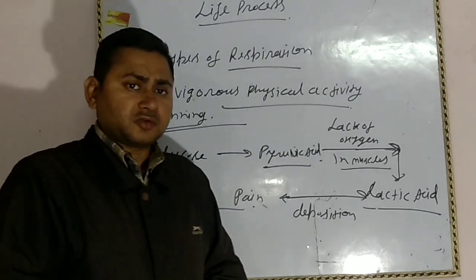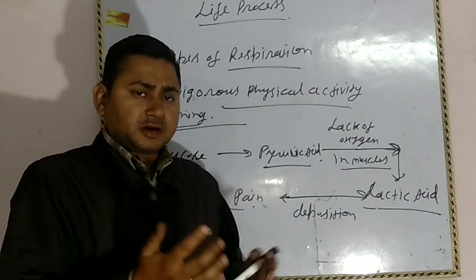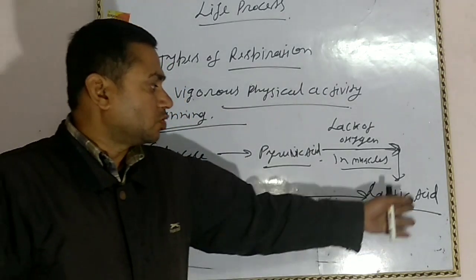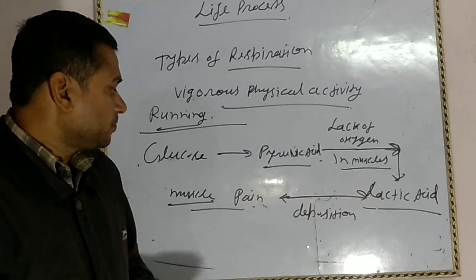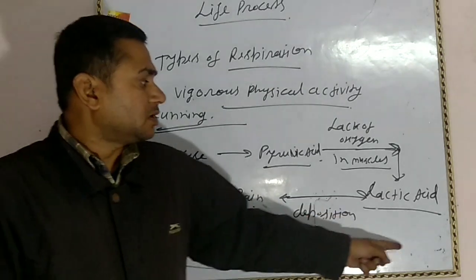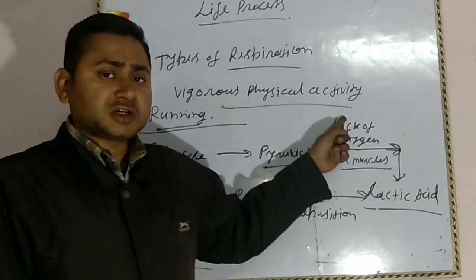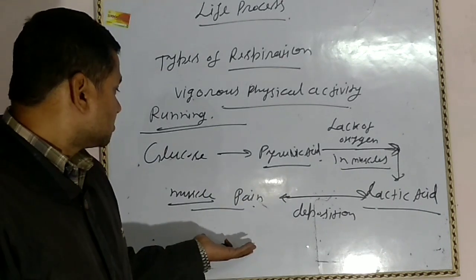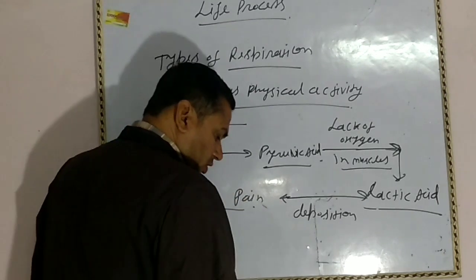When you dip your legs in hot water, it improves our blood circulation. Then O2 comes, and by mixing with the O2, lactic acid is broken down into CO2 and H2O. In this way, we feel relief in our pain. So the pain is due to the deposition of lactic acid in muscles during vigorous physical exercise. So this also happens in our muscles during vigorous exercise. Now this is enough.